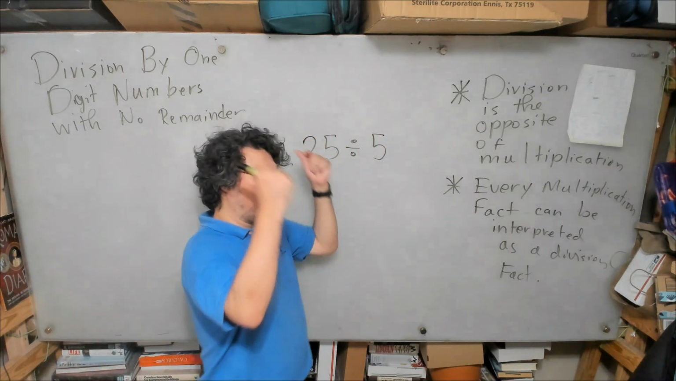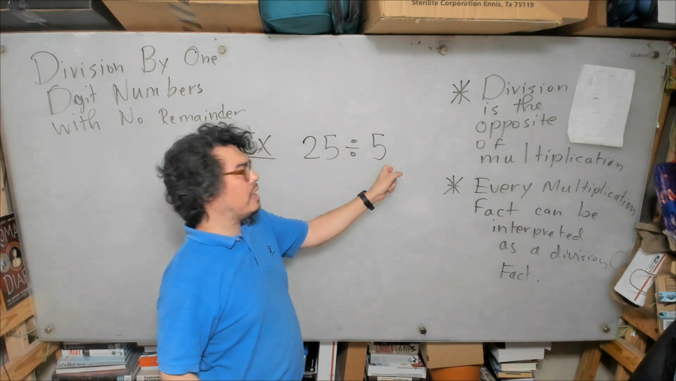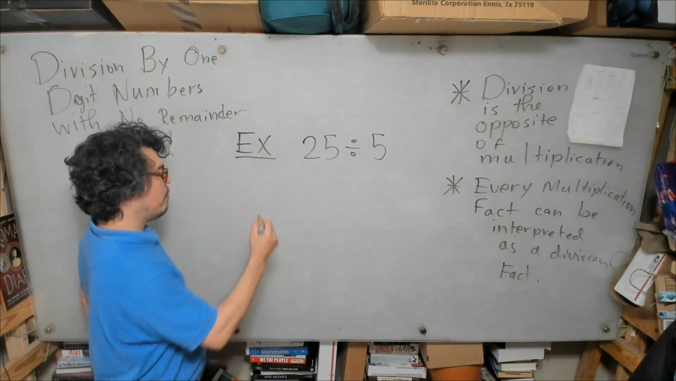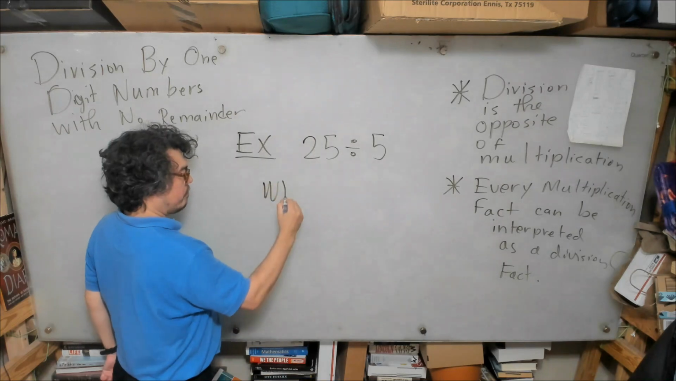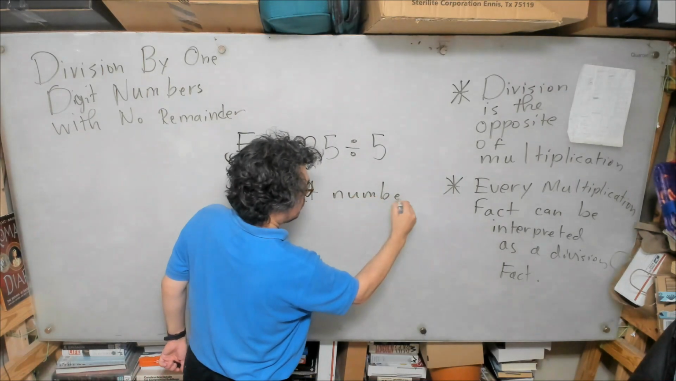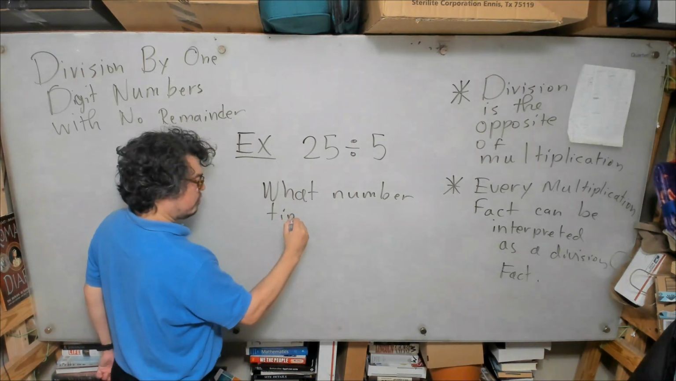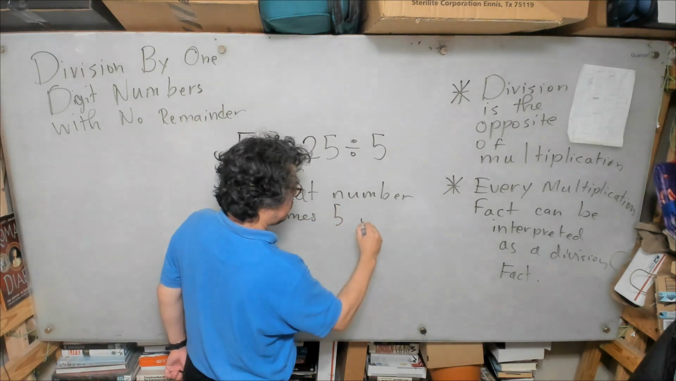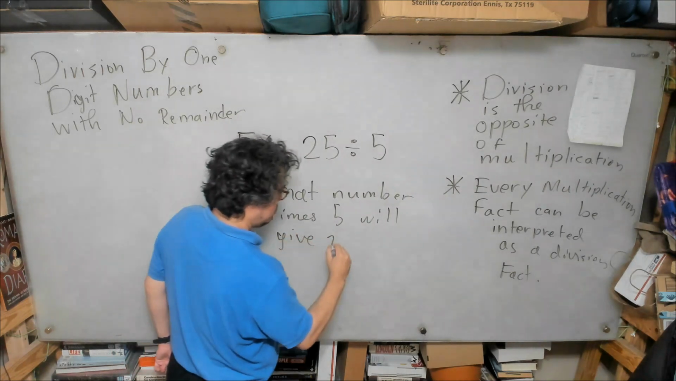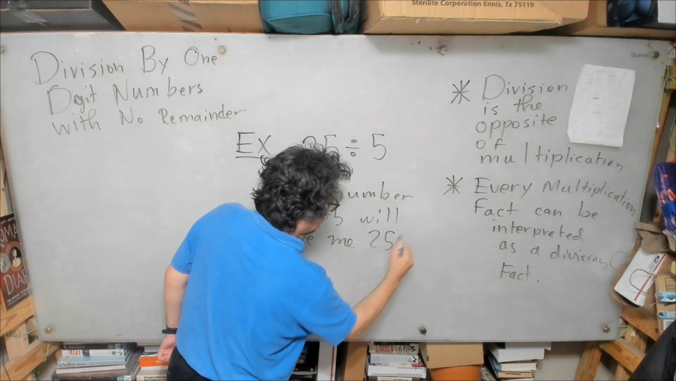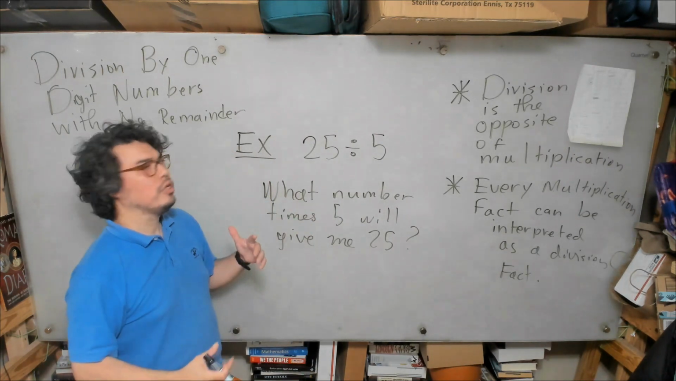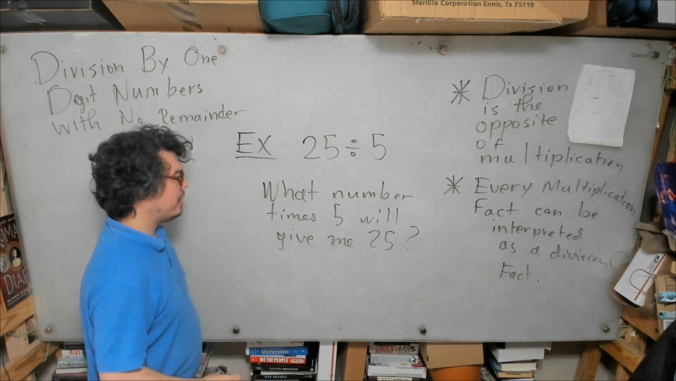And in our brain, we think, what number times 5 will give me 25, right? What number times 5 will give me 25? That's what I think in my brain. So I start thinking about my multiplication table.